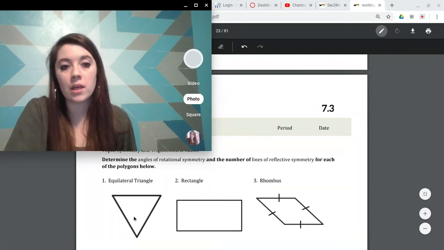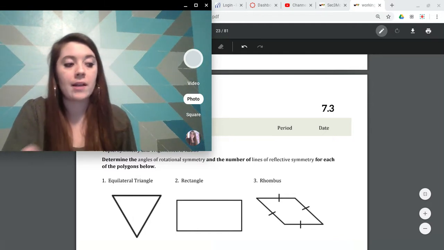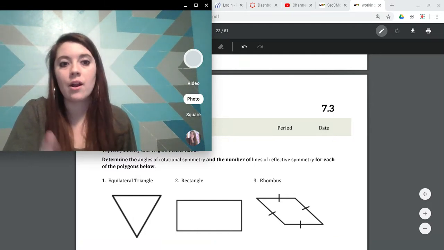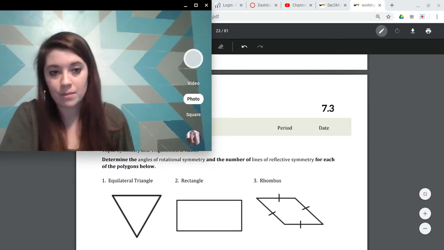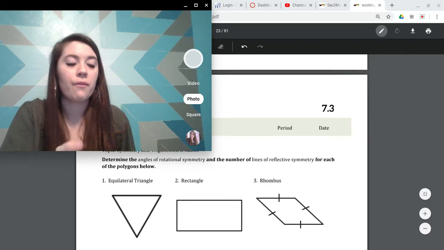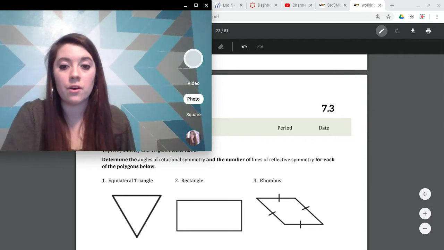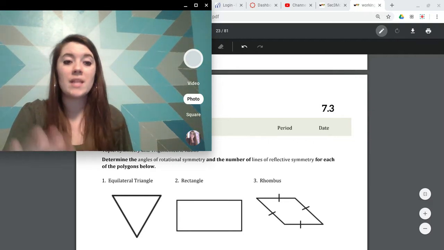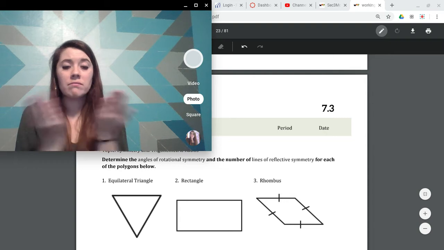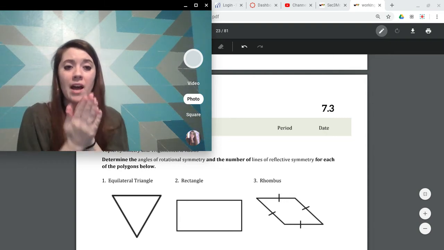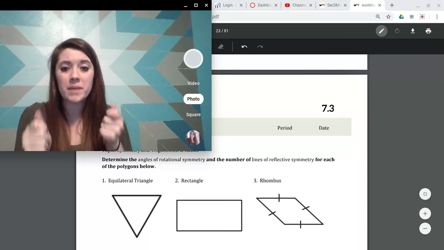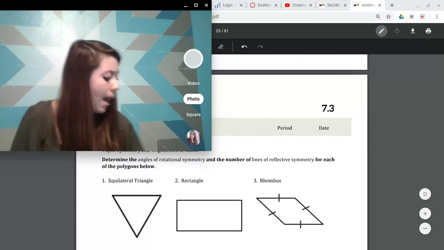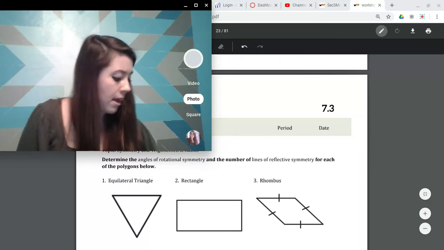But the rest of them, the equilateral triangle, the regular hexagon, the square, and the regular decagon, are all regular polygons, which means you can use 360 divided by the number of sides to find your rotational symmetry. For the lines of reflective symmetry, think back to when you were young. If you fold it in half, do the two sides look exactly the same? Or if you cut it down the middle, do you have two congruent pieces? That's what we're looking at there: how many lines of symmetry there are.